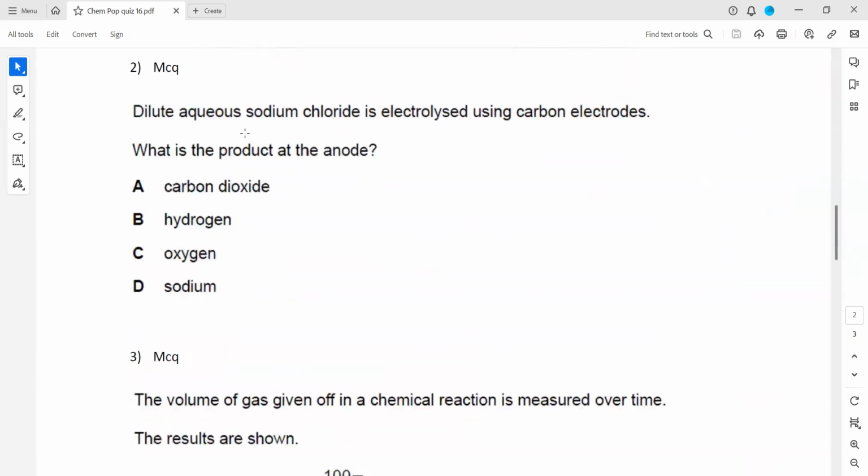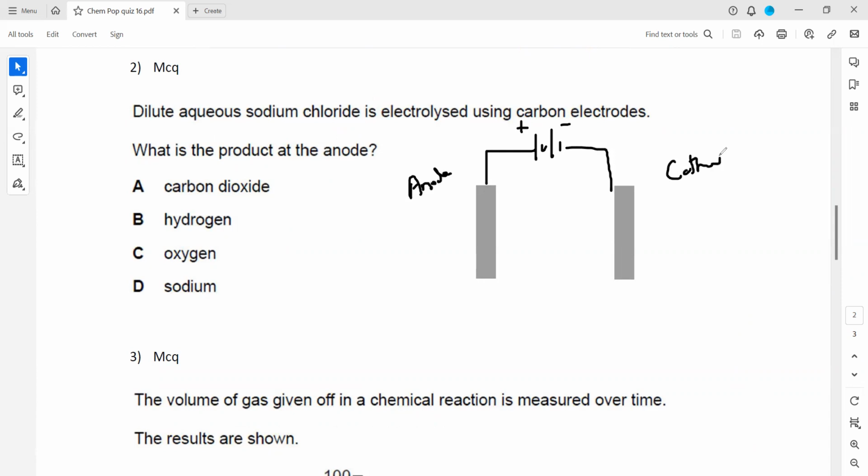In question 2, dilute aqueous sodium chloride is electrolyzed by using a carbon electrode. What is the product at anode? For these types of questions, the best thing is to just sketch the electrolytic cell. Positive and negative. The positive terminal is called an anode. The negative terminal is called cathode.